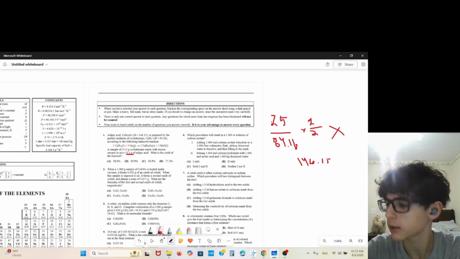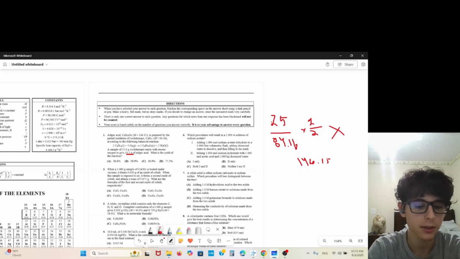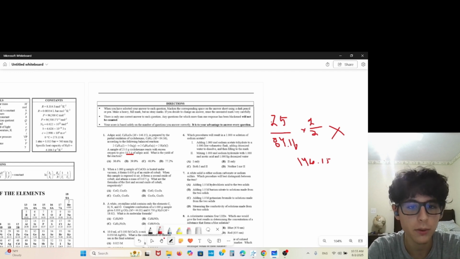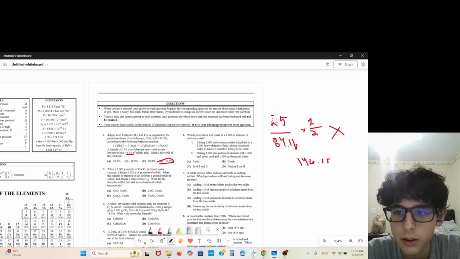When you do this in your calculator, 25 over 84.16 times 146.15, you get 43.4, and you're going to do 33.5 over 43.4. So you get 77.2. So that's the answer. All right, perfect.